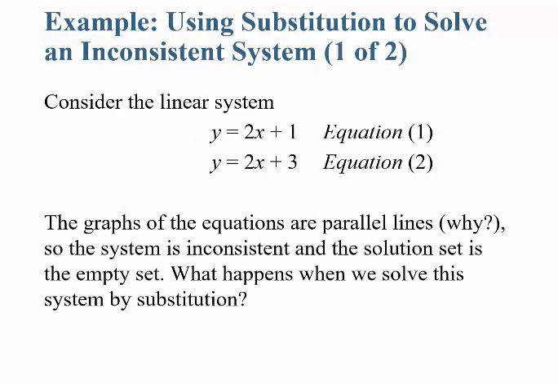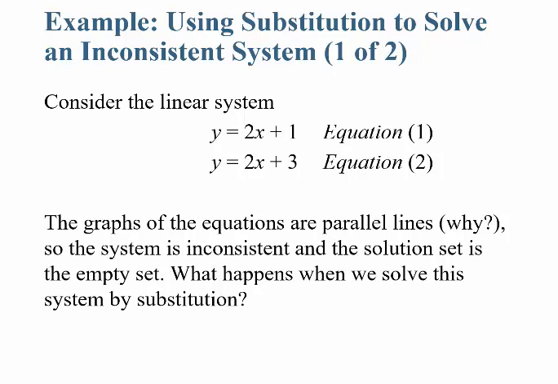Okay, all right, so let's consider this one. Equation 1 is y is equal to 2x plus 1, and equation 2 is y is equal to 2x plus 3. So the graphs of the equations are parallel lines, same slope, different y-intercepts. So the system we know is going to be inconsistent from the previous lecture, so there's going to be no solutions. And the solution set is the empty set.